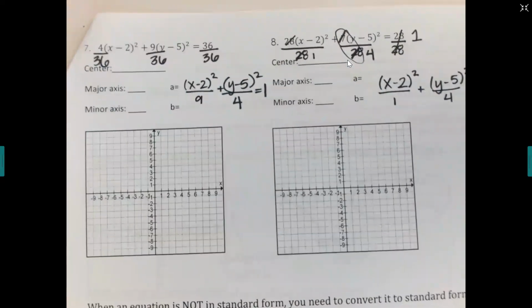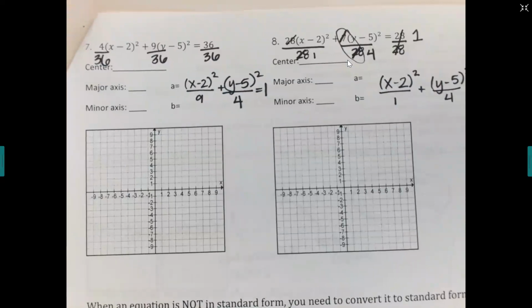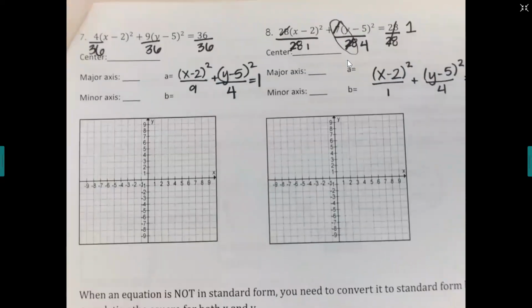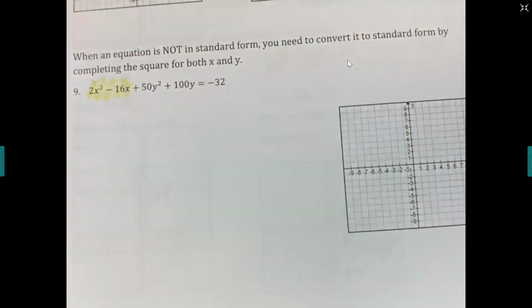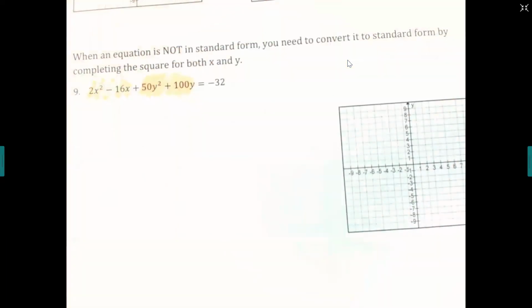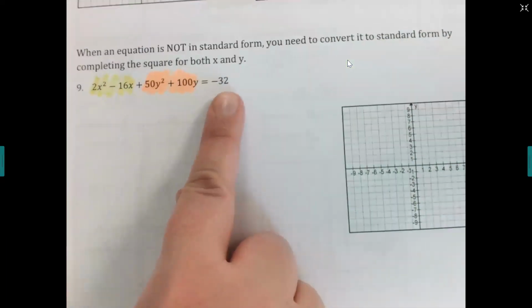Okay, what did we do first with circles? Okay, the first thing we would have done is put them in order. But as you can see here, your X's are already together and your Y's are already together. My X's are both right here. My Y's are both right here. And then I have my GCF over here on the other side.